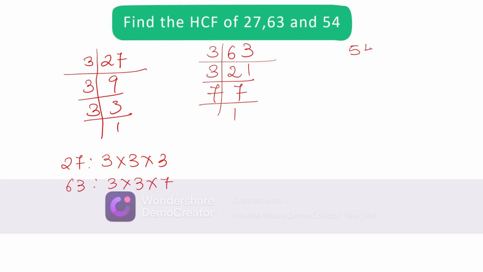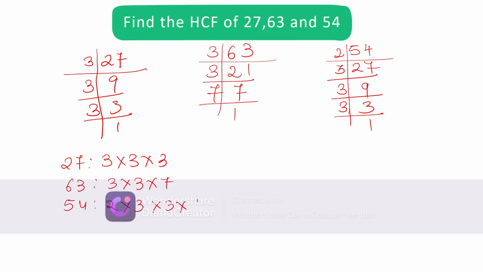Let's take the last number, that is 54. 54 is an even number. I can divide easily with the smallest prime number, that is 2. 2 twos is 4 and 14, that is 7. Now I cannot divide by 2, so I have to take the next prime number, that is 3. 3 nines, 3 threes, 3 ones. So I'll write down all the factors in product form, 2 into 3 into 3 into 3.